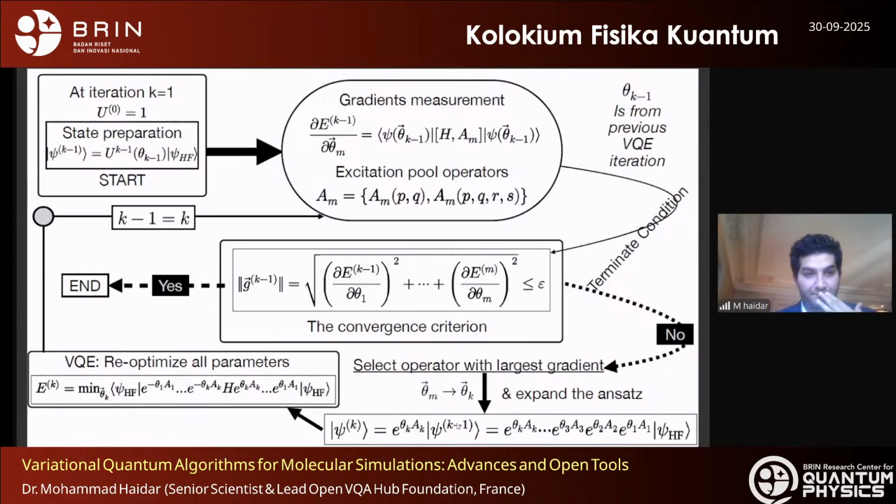Then after we optimize all of them, we get the minimum energy, and we go to the second iteration. The same thing: we recompute the gradient and check the threshold. If not, we need to add more and more. That's why it's an adaptive and iterative way.